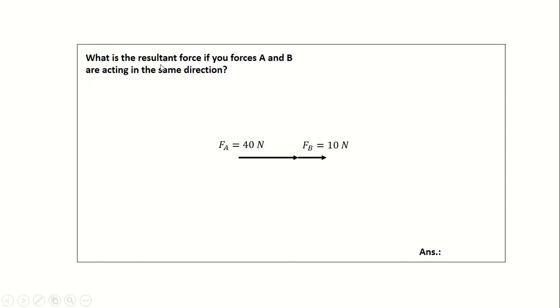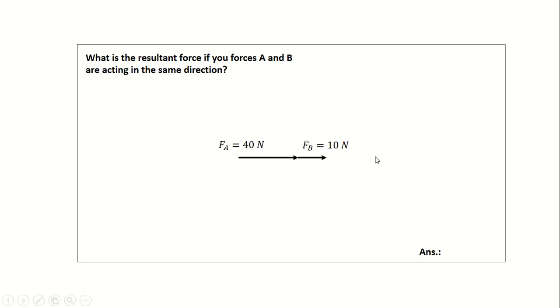Here, you are asked to get the resultant force if force A and B are acting in the same direction. A while ago, the forces or the displacement, the vectors, are acting in opposite direction. This time, the parallel vectors are acting in the same direction. So we have a force, we are pushing, let's say, pushing to the right by 40 newtons. Maybe another person is pushing also to the right with the force of 10 newtons.